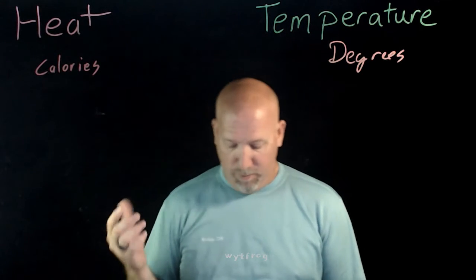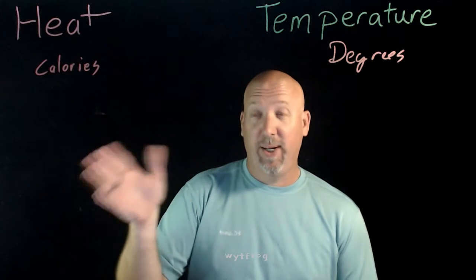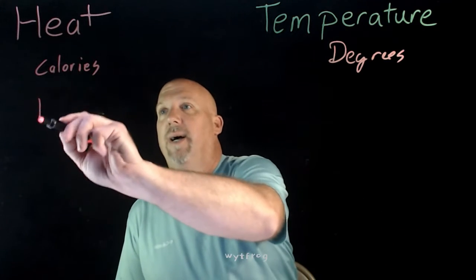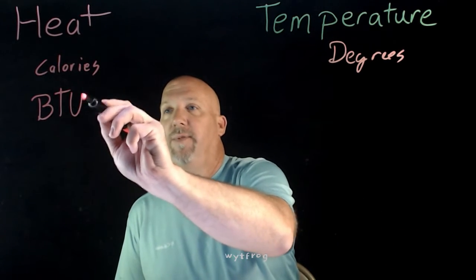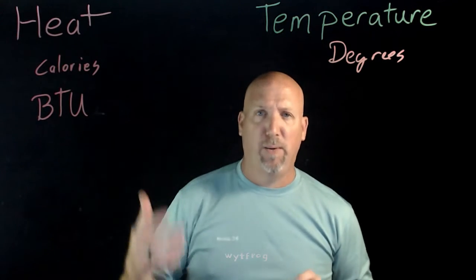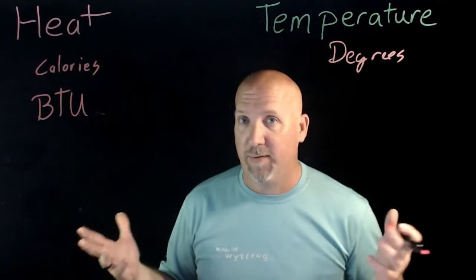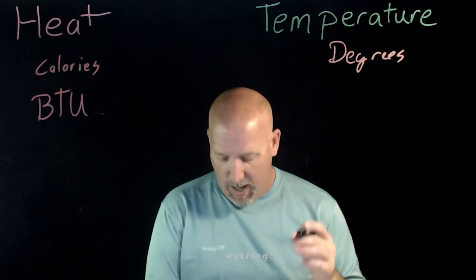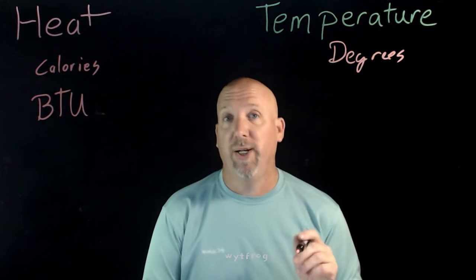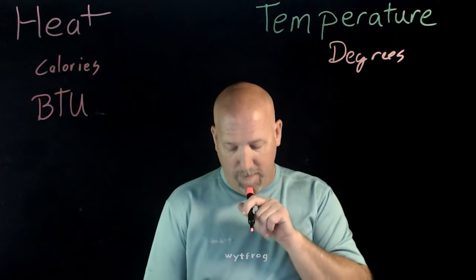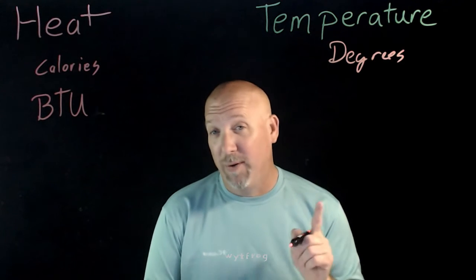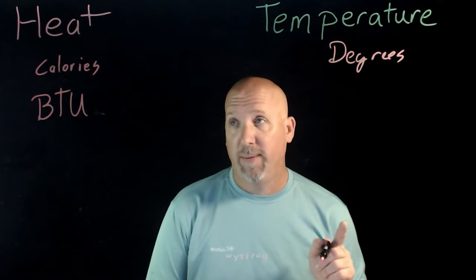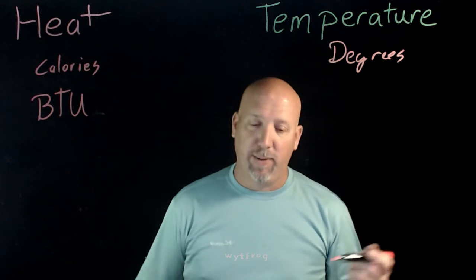British thermal units is another way we measure heat. BTUs, if you've done the HVAC system in your house, you say, well, how big is the unit? How many BTUs of heat energy does the thing move? A British thermal unit is the heat required to raise the temperature of 1 pound of water 1 degree Fahrenheit. So you can see metric and imperial, so to speak.